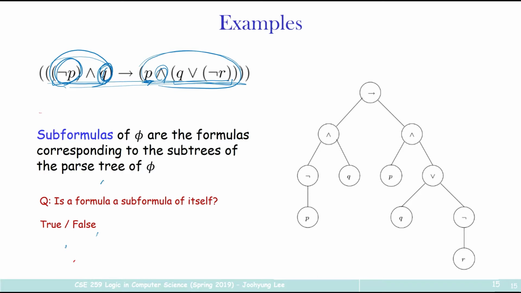My next question is actually this one. So I just told you the definition of subformula. How many subformulas are there for the given one?